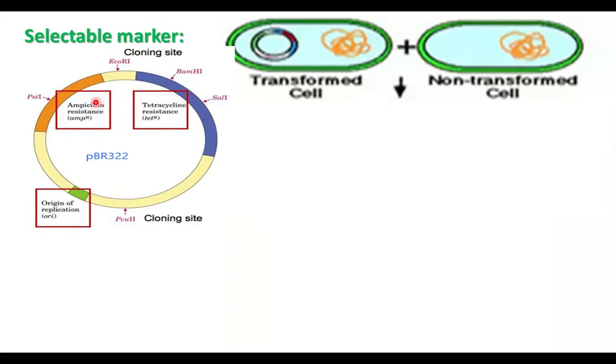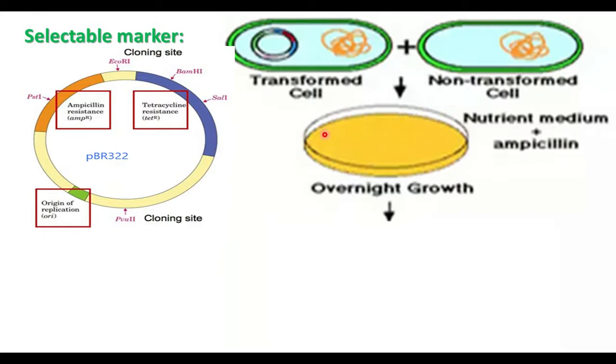Let us see the use of this ampicillin resistance marker. This is a medium, a nutrient medium. In the nutrient medium, the ampicillin antibiotic is added. Then all the bacterial cells used for cloning or recombinant DNA technology are allowed to grow. Do you think all the cells grow in this medium? In this medium, ampicillin is added. All the cells cannot grow. Only the cells which have the ampicillin resistance gene can grow.